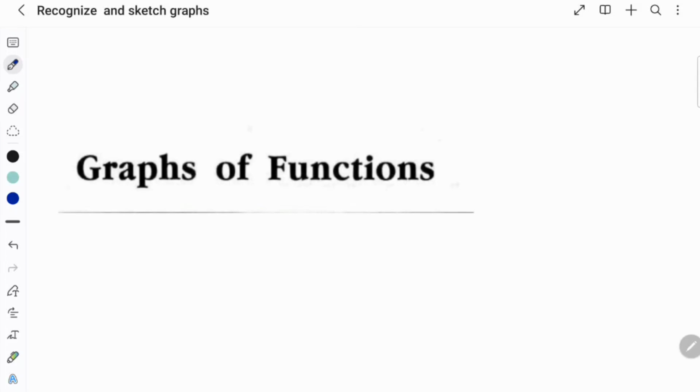Hello everyone. Today we are doing graphs of functions. We are not drawing them, we are just recognizing and sketching the graphs. First of all, I can tell you how to recognize cubic, exponential, reciprocal, linear or quadratic functions.